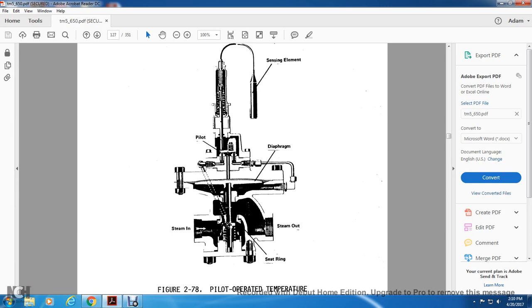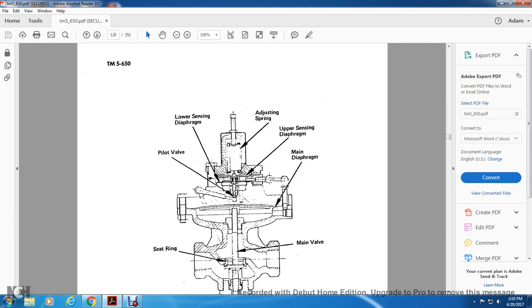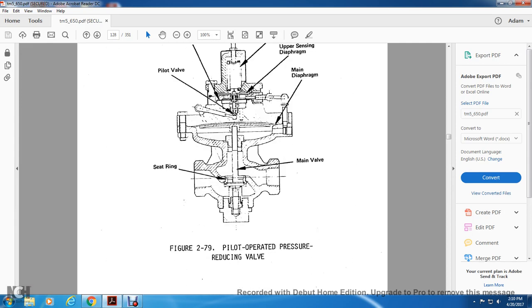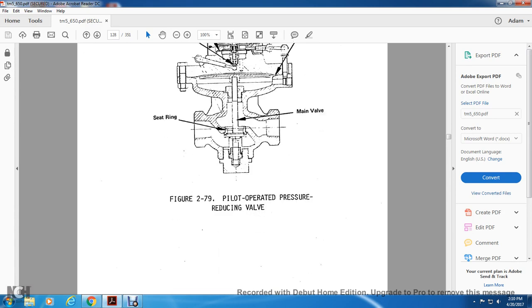P278, pilot-operated temperature control valve: sensing element, pilot's diaphragm, steam in, steam out, seat ring. P279, pilot-operated pressure-reducing valve: low sensing diaphragm, adjusting spring, upper sensing diaphragm, pilot valve, main diaphragm, seat ring, main valve.